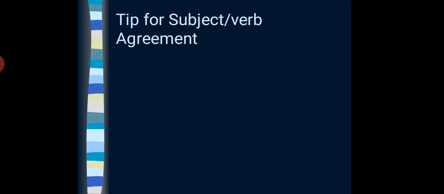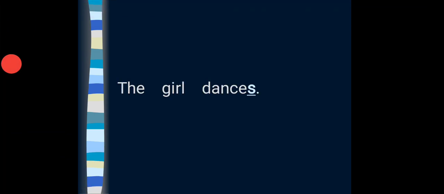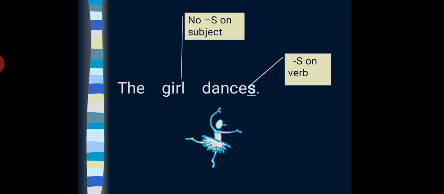Tips for subject verb agreement. And what are those tips? Let's see. The girl dances. Now the girl is a singular subject, so the verb will also be singular, that is dances. Okay, next slide. The girls dance. Now we see it's a plural subject, girls, so the verb is also plural, that is without s or es.